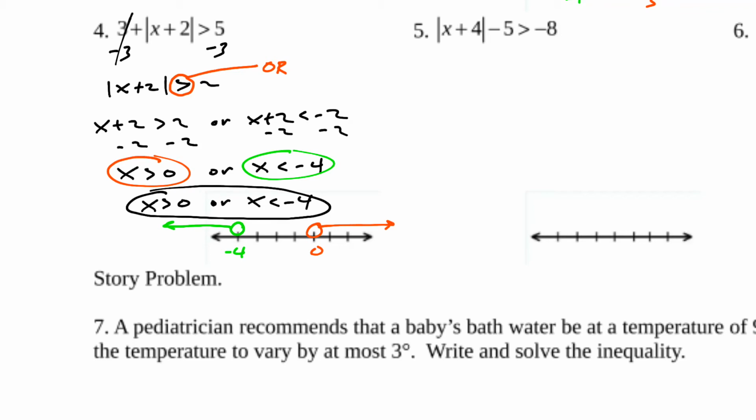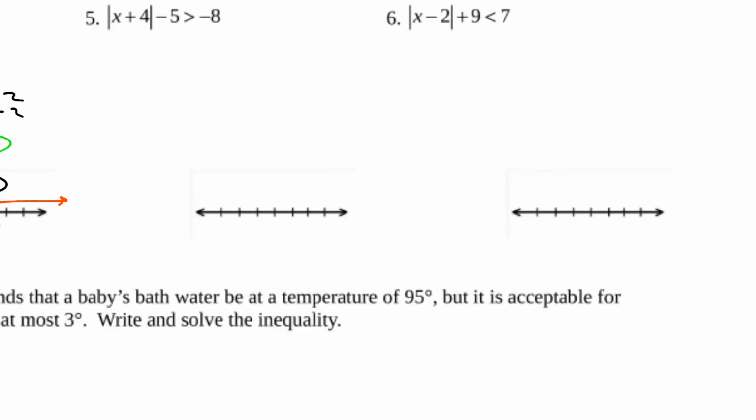Let's move on to number 5. On number 5, we've got to get the absolute value all by itself first, so we're going to add 5 on both sides. And that's going to give me the absolute value of the quantity x plus 4 is greater than -8 plus 5, that's -3.